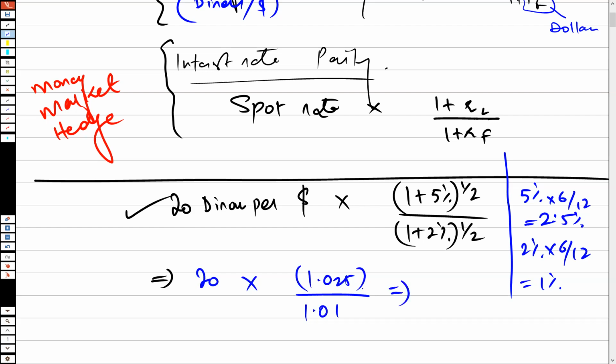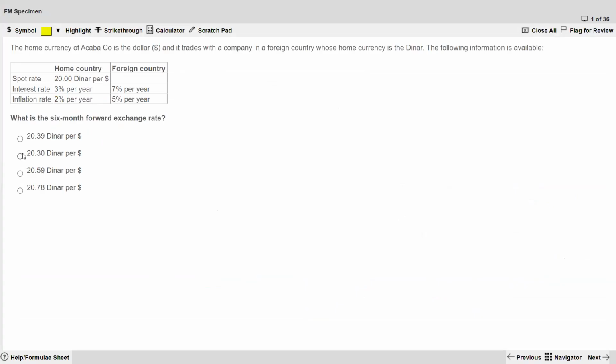So hence, resultingly, what happens is that 20.29 is what the exchange rate is going to be for the 6 months. So the answer is going to be 20.29. We don't have 20.29 among the options, so we're going to round it off.